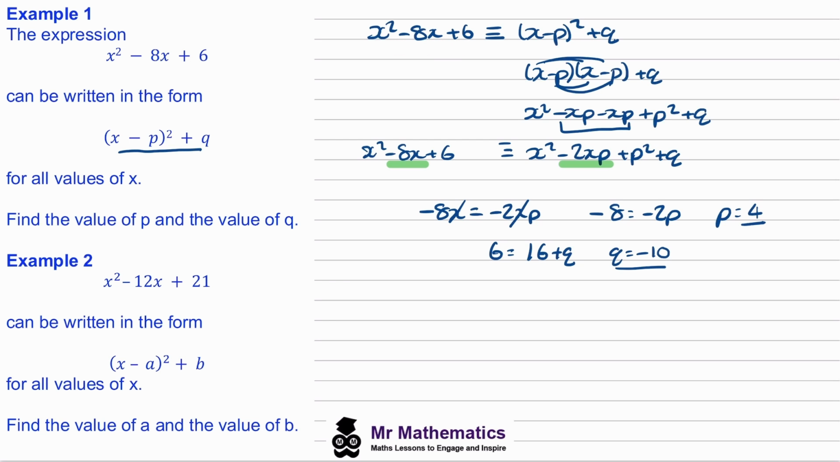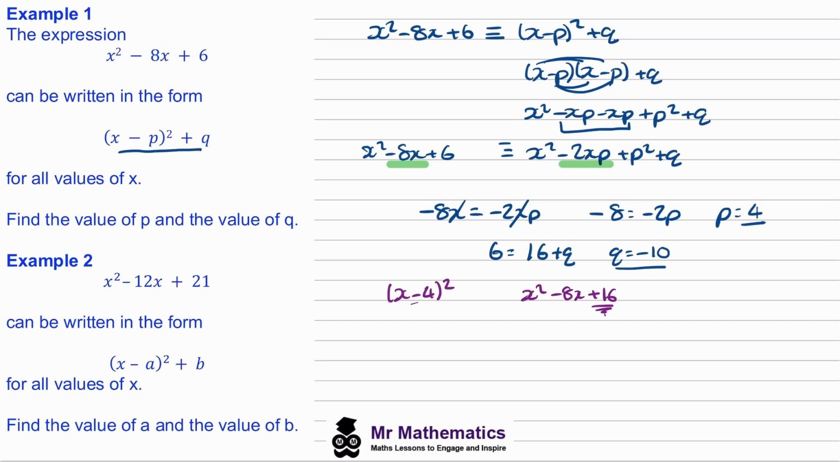It's often easier to go the other way. And this is when we know the p term will be half of the coefficient of x. So I'll show you what I mean. If we have x minus the p term, so half of negative 8 will be negative 4, squared. And when you expand this out, we get x squared minus 8x plus 16.